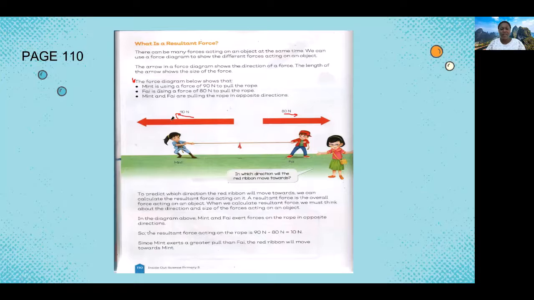I remember. Next, you are going to read for us. I remember I said yesterday you are going to read for us. So the next page you are going to read for us.